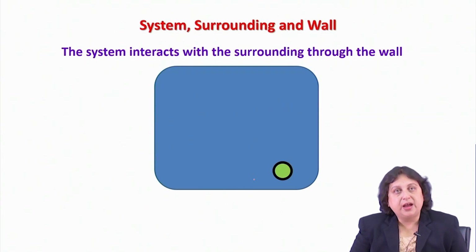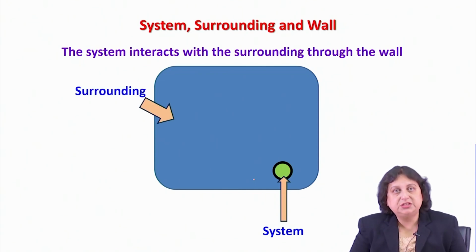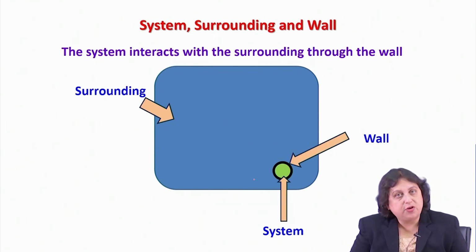And therefore, we understand that the essential concepts in thermodynamics are given in terms of the system, surrounding, and something else. As you see, my system, which is my green circle, and the surrounding, which is the rest of the blue box, are separated by what is known as the wall. So what is a wall? The wall surrounds the system and differentiates it from the rest of the universe, which is constituted by the surroundings.